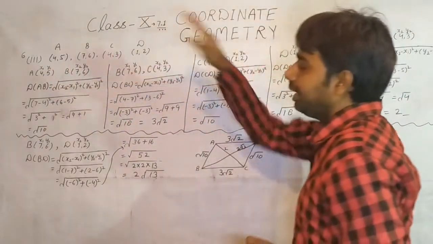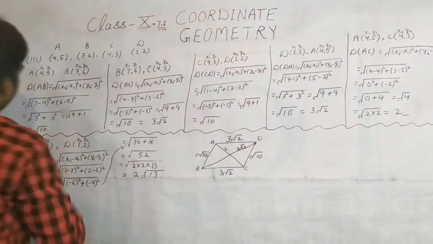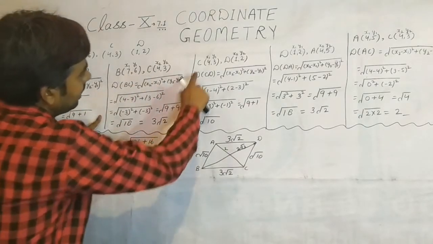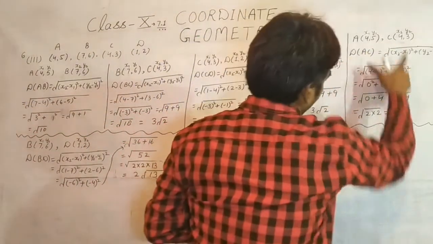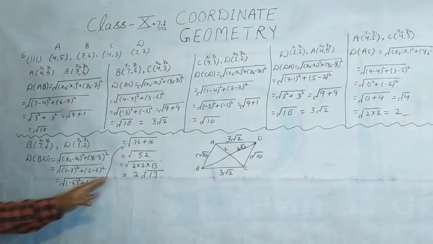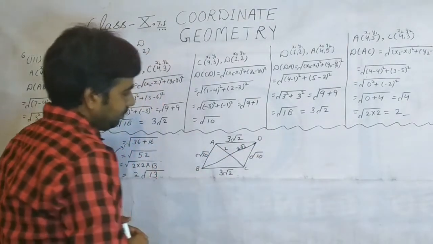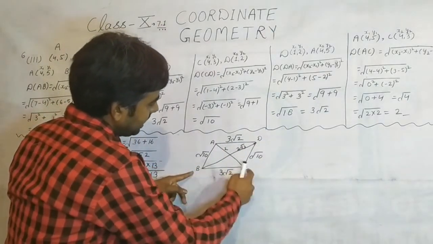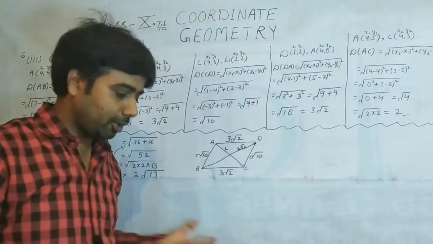I have written the coordinates of part three here, written A, B, C, D. Let me find the distances. Distance of AB here, distance of BC here, distance of CD here, distance of DA here, AC here, and the distance of BD here. I write all the distances on this figure: AB, CD, AD, and BC, AC, and BD. You can easily understand it is a parallelogram.